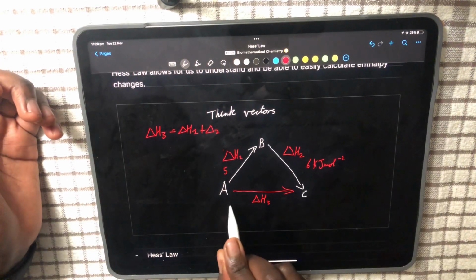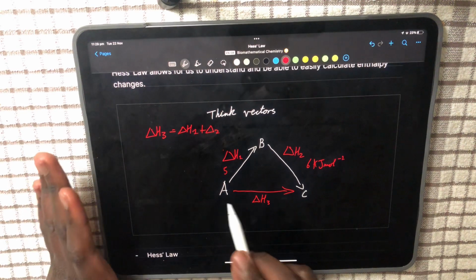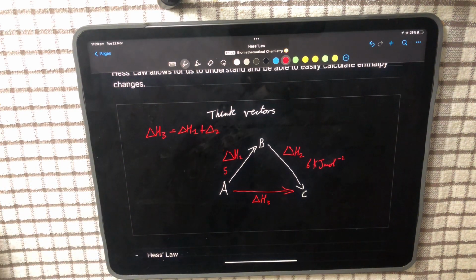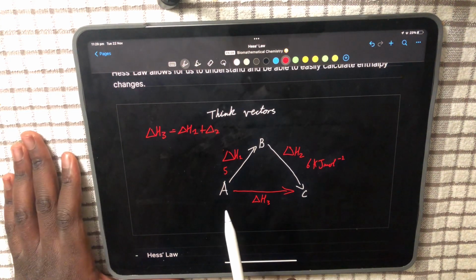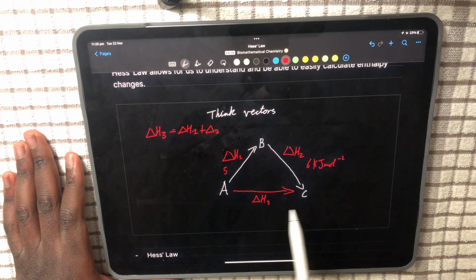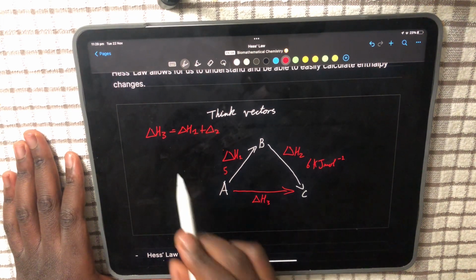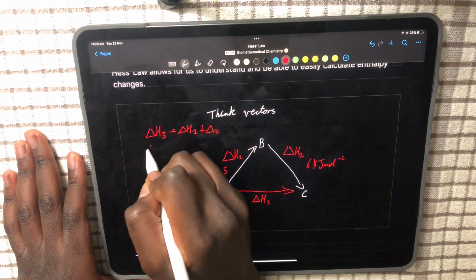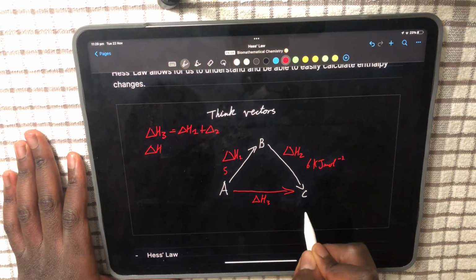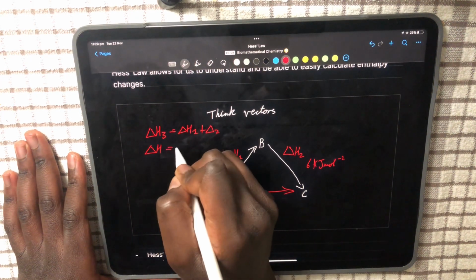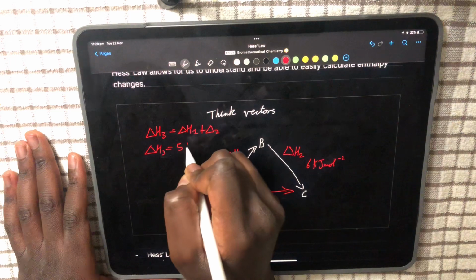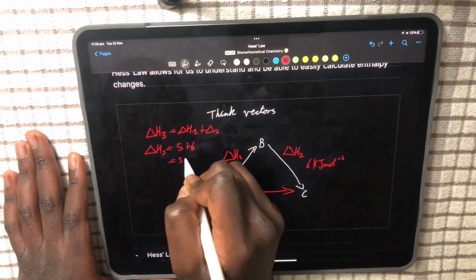then if you wanted to work out what this is, if we weren't able to calculate delta H3, because the reaction might be difficult to work out the enthalpy change for, we already discussed in previous videos why it may be difficult to experimentally find the enthalpy change of a reaction. But let's say it was easy to work out from A to B and B to C, and we know what A to B is and what B to C is. The enthalpy change for this reaction would be 5 plus 6, and that's 11 kilojoules per mole.